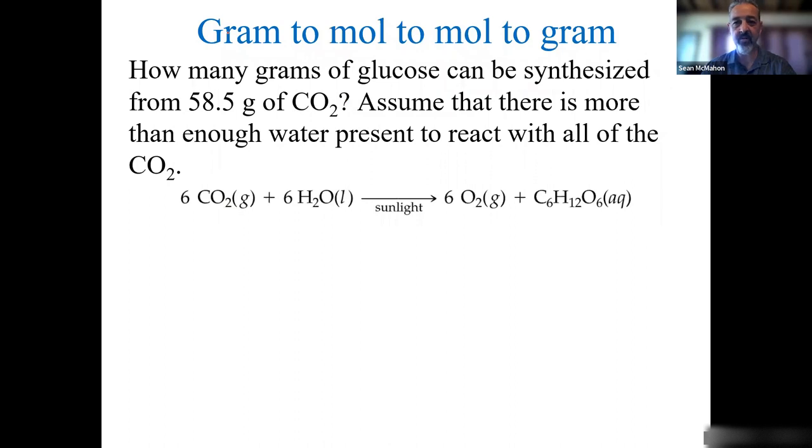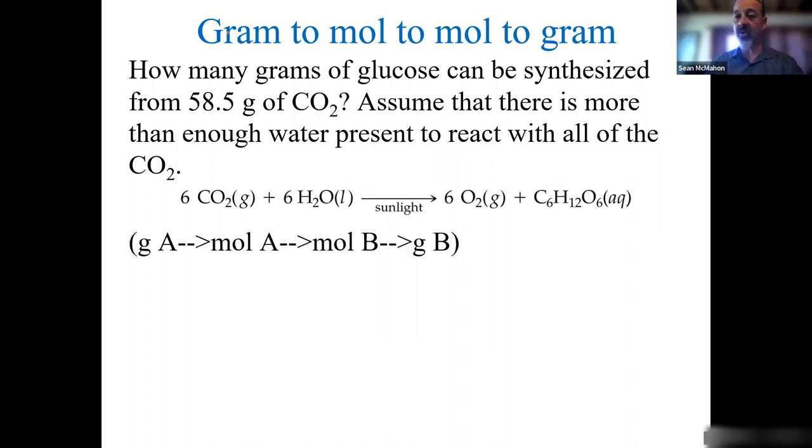Could we do more? Yeah. Remember, I said two common ones are mole to mole, but the other common one is gram to gram. But you can't go directly gram to gram because the substances weigh differently and you have different amounts. But what you can do, because of your balanced equation, is use your coefficients to get mole ratios and then convert to grams. So how do I do this?